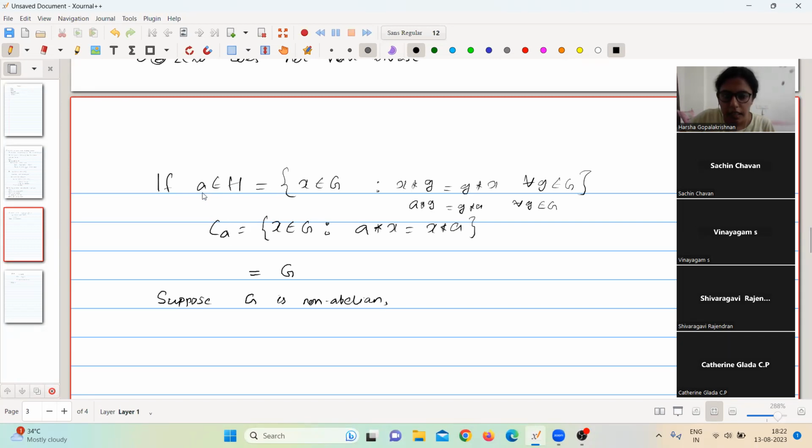If I am taking A belongs to the center, that is A belongs to H, that means A satisfies the condition A star g equals g star A for all g in G. This condition is satisfied, correct? That means all g in G belong to the set C_A. That means C_A is identically equal to G. But if G is non-abelian, then we can say C_A is again non-abelian, correct? So in that case also, C_A need not be abelian. Is that clear?